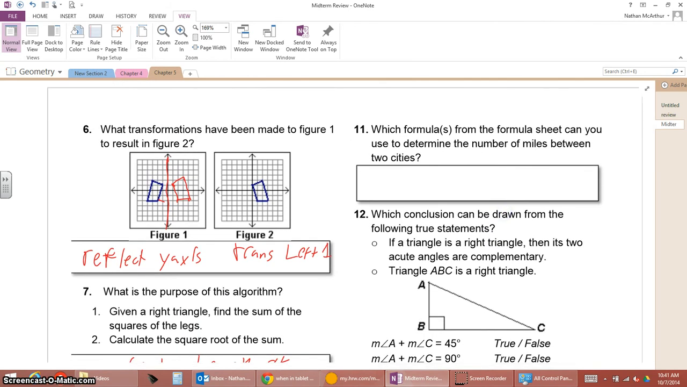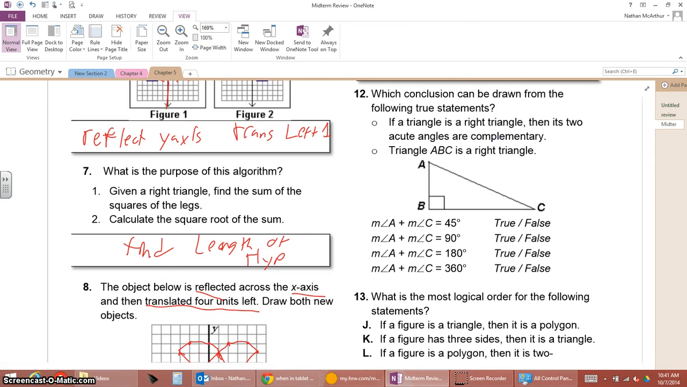Number 11. Which formulas from the formula sheet can you use to determine the number of miles between two cities? We're looking for the number of miles, or the distance between two cities. So I would say the distance formula. There you go.